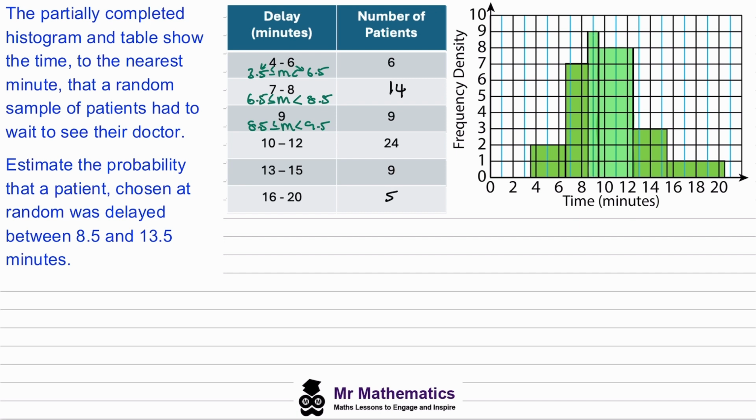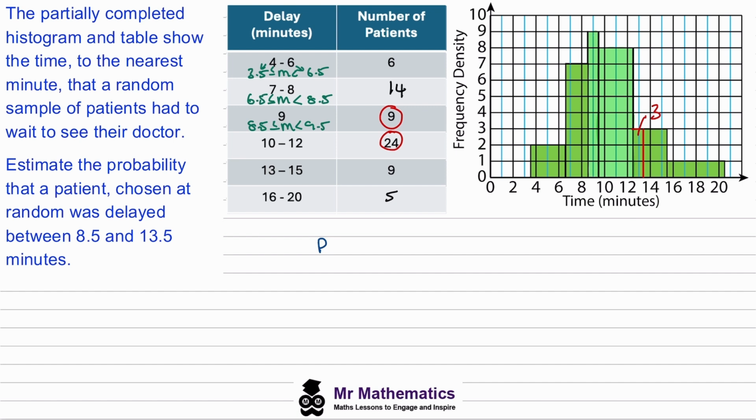So now if we go back to the question, we want to estimate the probability that a patient was delayed between 8.5 and 13.5 minutes. Well, between 8.5 and 9.5, we've got 9 patients. Between the 9.5 and the 12.5, we've got the 24 patients. So then we need to look at the frequency of between 12.5 and 13.5. So we're looking at this bar in red. You can see this has a width of 1 and a height of 3. So this will be 3 patients.